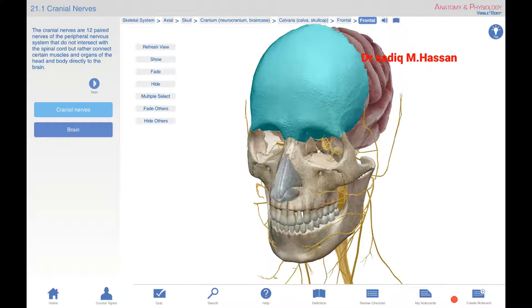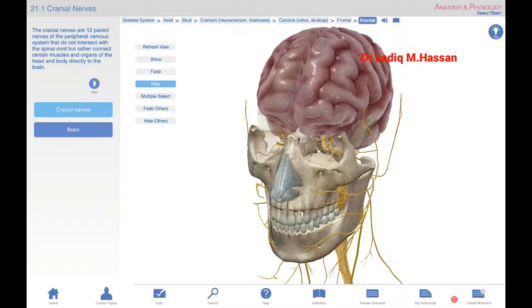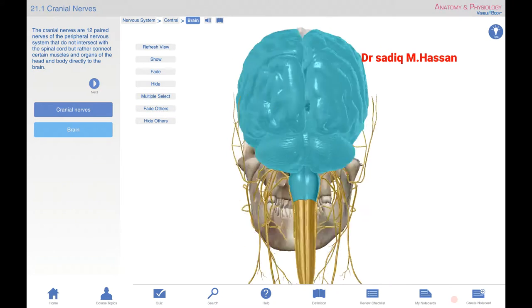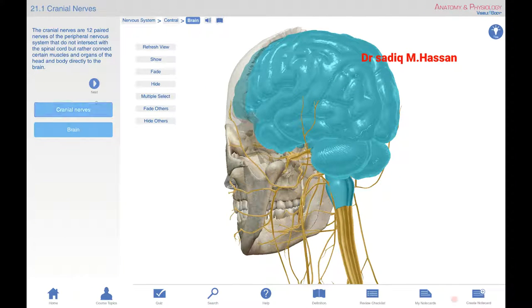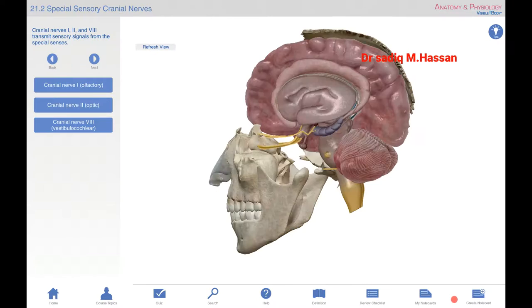So let's hit this one. So again, this is the brain. So this is the brain, and all other structures which are yellow are cranial nerves. Let us do the next. Let us see what's happening next.